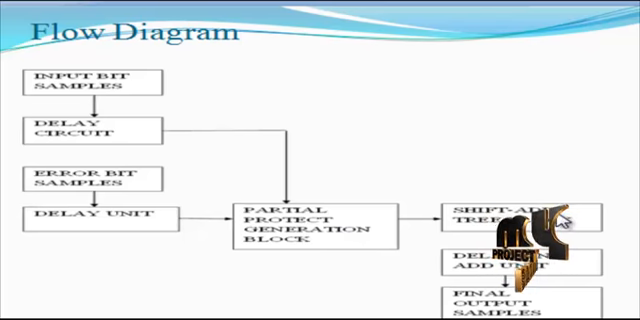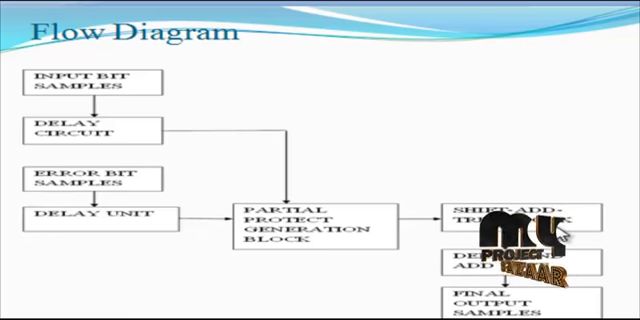Then it is applied to the shift add architecture block. The partial product generation result is passed to the shift add architecture block. The shift add architecture block is used to add the partial product generation results separately. This process is mainly used to reduce the carry propagation time and the hardware complexity of the shift add architecture. Then the shift add architecture result is applied to the delay and adder element. The delay and adder element is mainly used to store the results in registers, and then to produce the final output results.